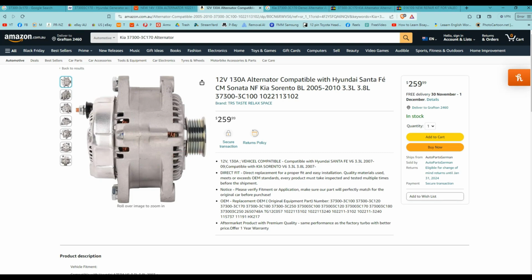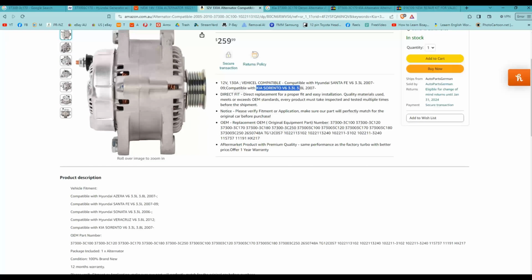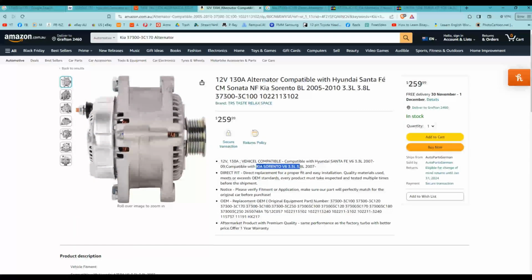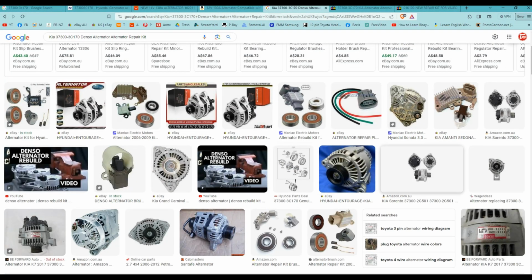And there's another one there, which is $260, which is also a really good price. And it's got the compatibility listed, 2007 to 2009, compatible with the Sorento, and more information there. It comes with a year warranty, so that's a good option there.